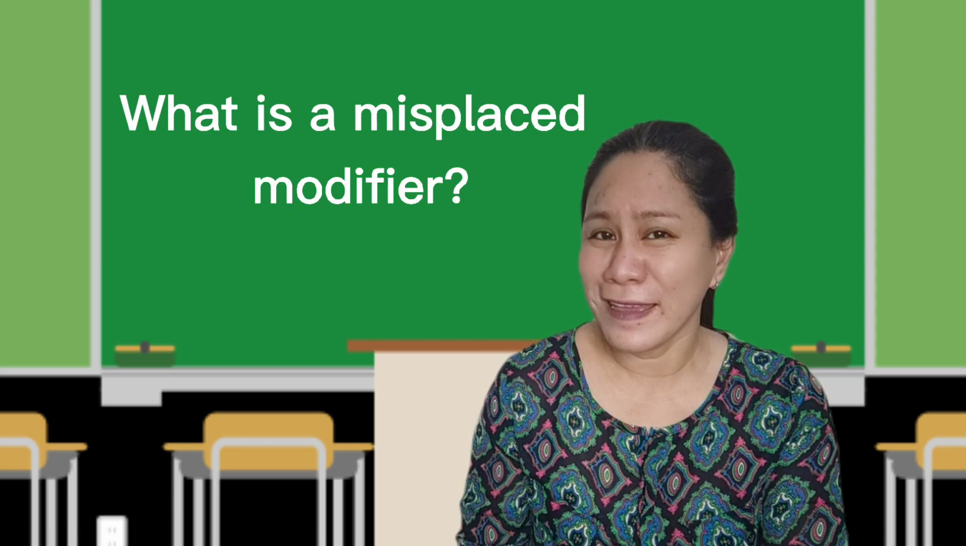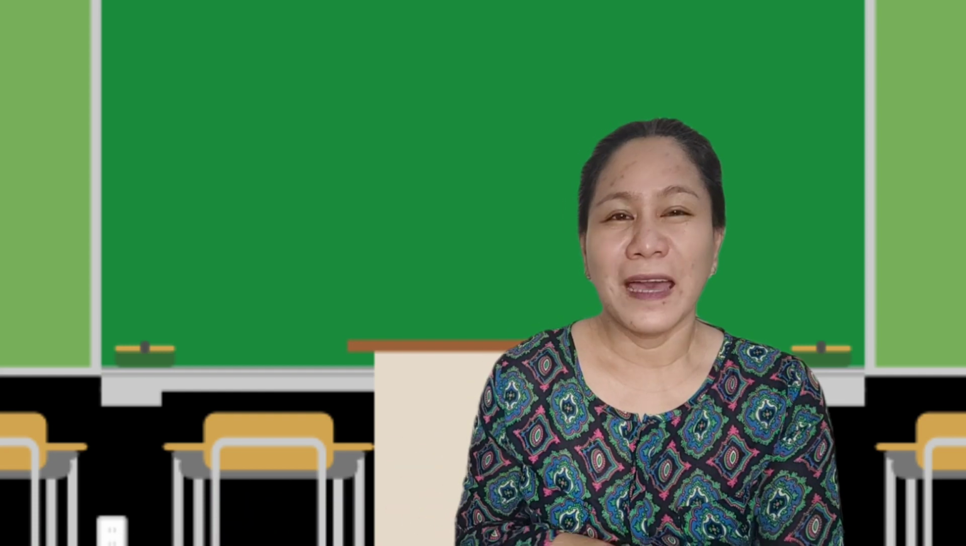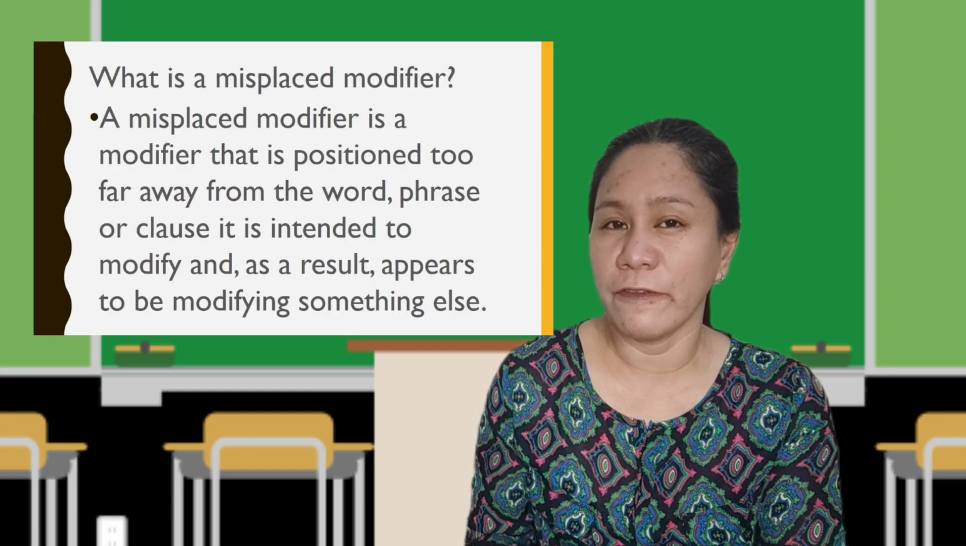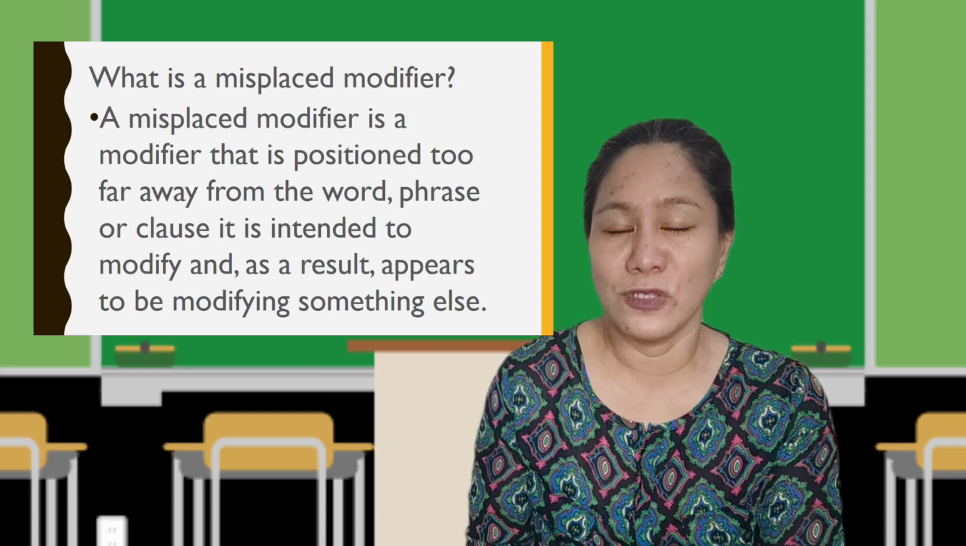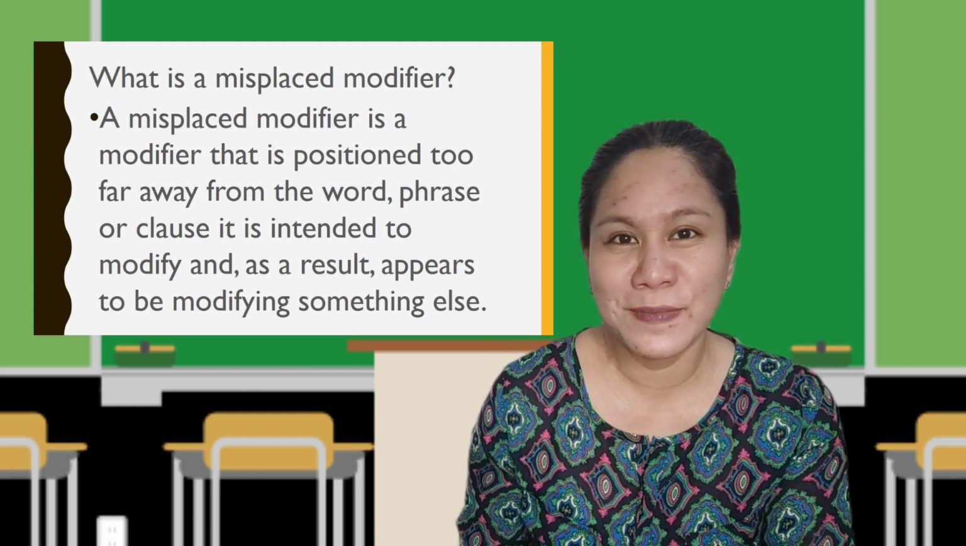Now, what makes a sentence faulty? Misplaced and dangling modifiers can make your sentence faulty. What is a misplaced modifier? A misplaced modifier is a modifier that is placed too far away from the word it modifies. A misplaced modifier can be a word, a phrase, or a clause that is separated improperly from the word it intends to modify. As a result, it appears to be modifying something else.